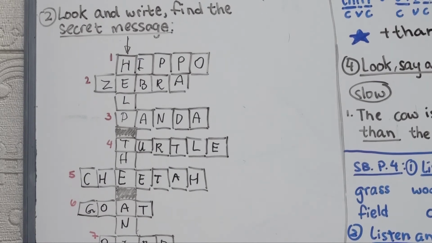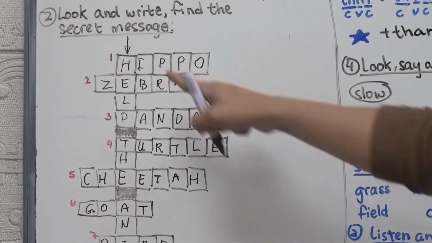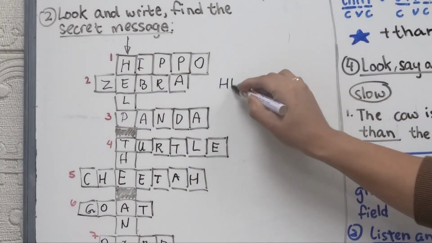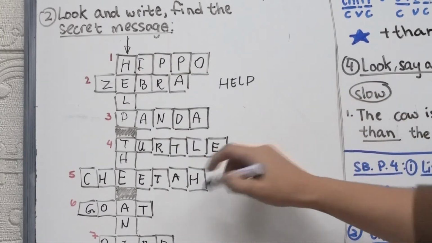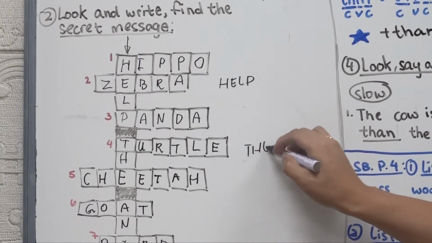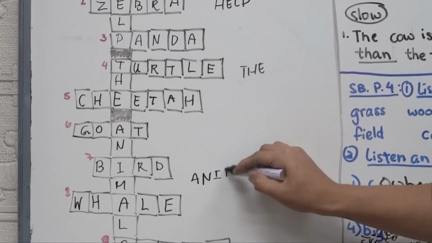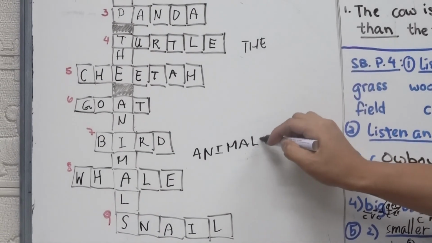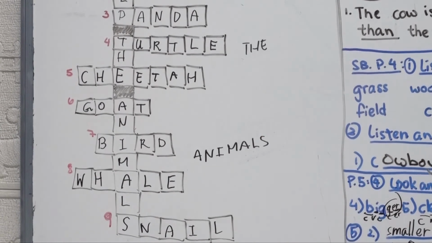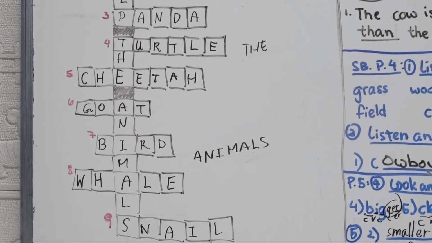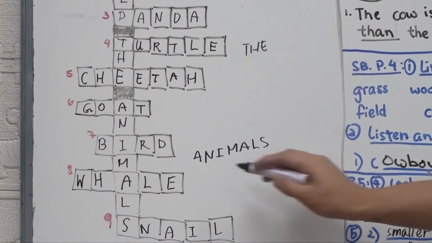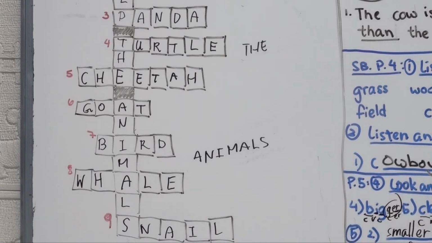A-N-I-M-A-L-S. I don't know. You don't know? So here we have help, right? H-E-L-P. The... A-N-I-M-A-L-S. Help the... I don't know what. You don't know how to read this? Maybe... Animals! Yes, animals! Help the animals, right?